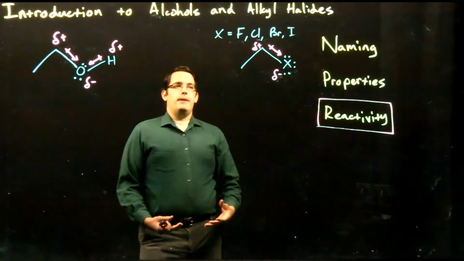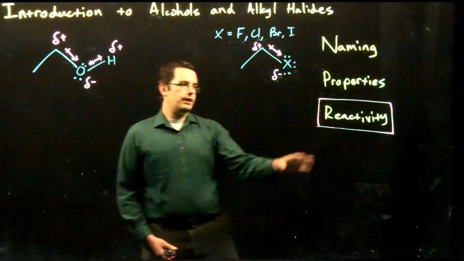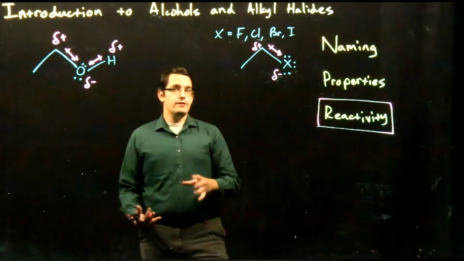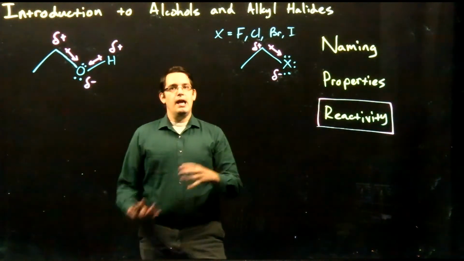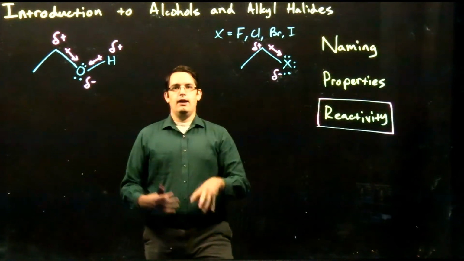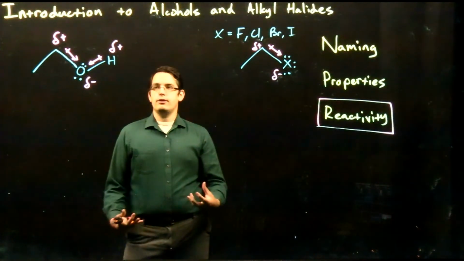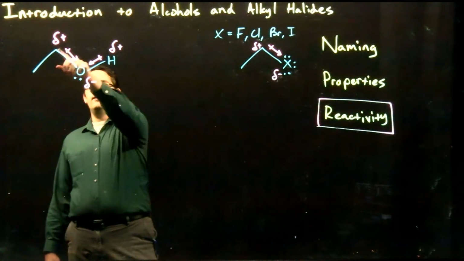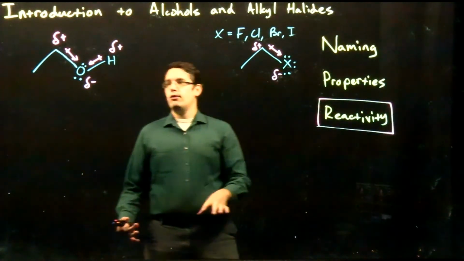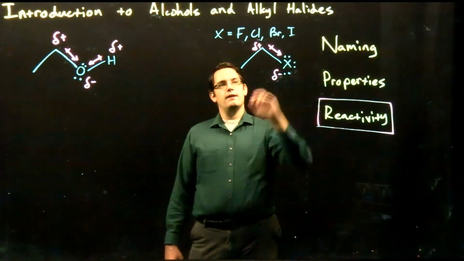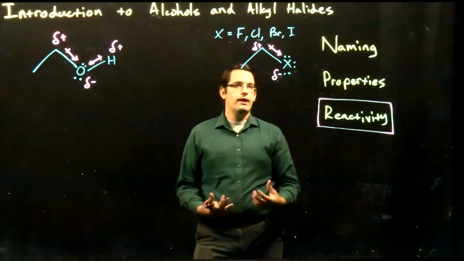Now that we understand a bit about the naming and the properties of our alcohols and alkyl halides, we can start to look at our reactivity. Again, the first thing we should remember is that reactivity is highly dependent on our electronegativity and what our molecule looks like in terms of electron density. Where do we have areas of high electron density, those nucleophiles, and where do we have areas of low electron density, our electrophiles? Now, for our alcohols and alkyl halides, since we have these electronegative groups that create areas of high electron density, they're actually quite reactive.